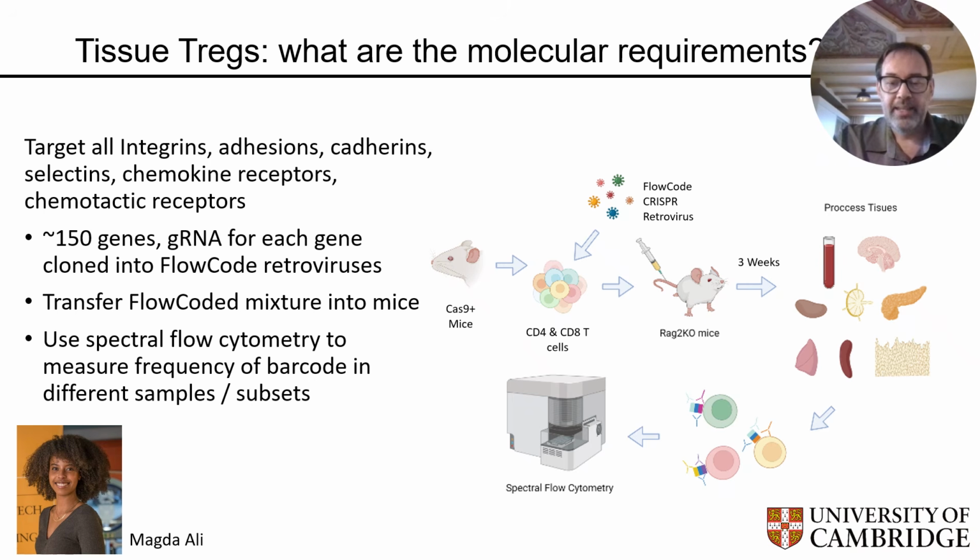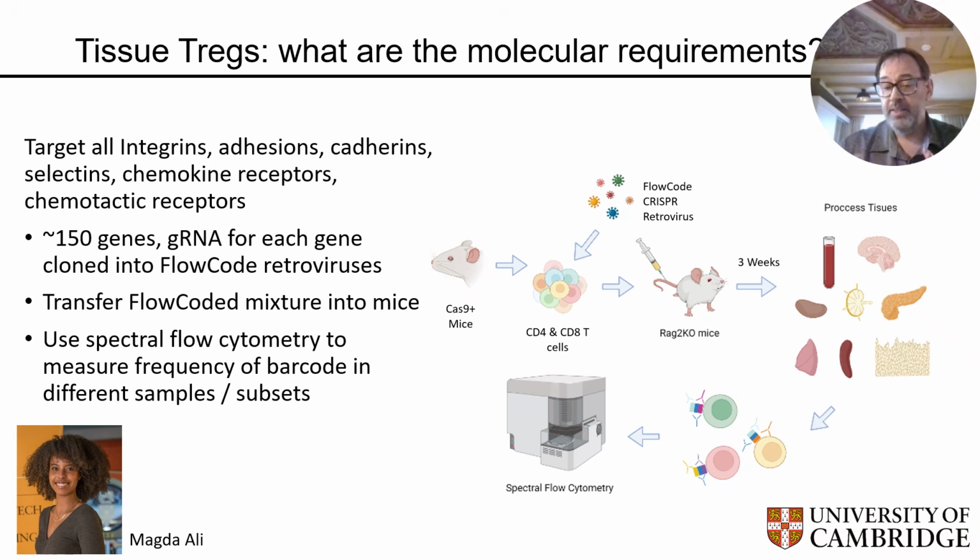We can take Cas9 positive cells from a Cas9 transgenic mouse. We can purify those T cells, and then we can put on a retrovirus from the flow codes that has a library covering all of the integrins, adhesions, cadherins, and so forth. And so you've now got a mixture of these 150 knockouts, and we can track them all by flow cytometry, and we can move that entire mixture into a RAG knockout mouse and then look for it to reconstitute the population of the tissues later on.